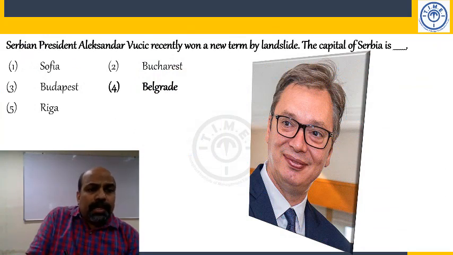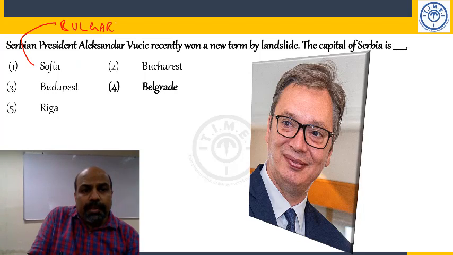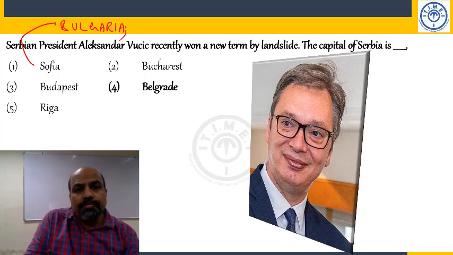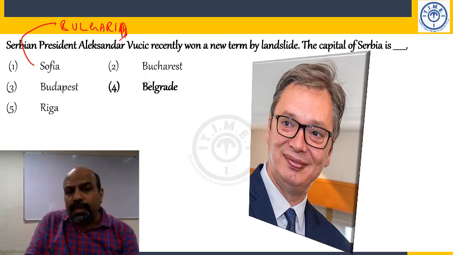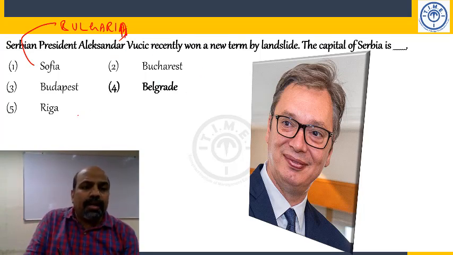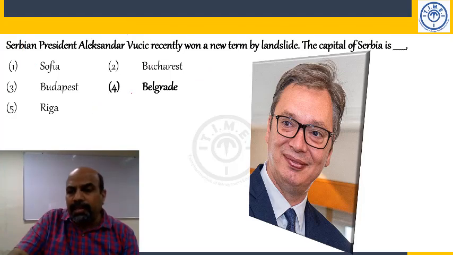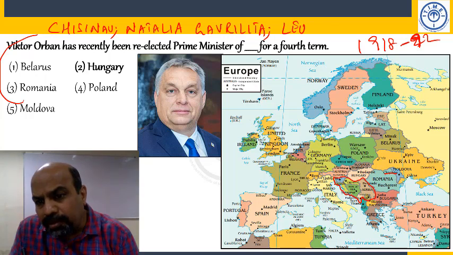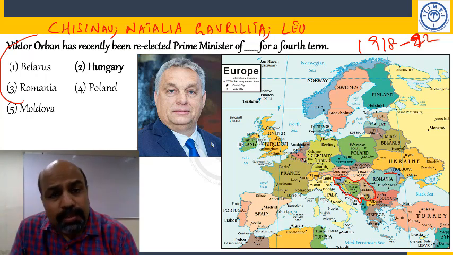Sofia is the capital of Bulgaria. We'll stick to only capitals now. Bucharest, Romania, we mentioned this. Budapest, Hungary, a while ago. Riga, Latvia. You want to know where is Latvia? It's up in the Baltic. Estonia, Latvia, Lithuania. This is Russia.